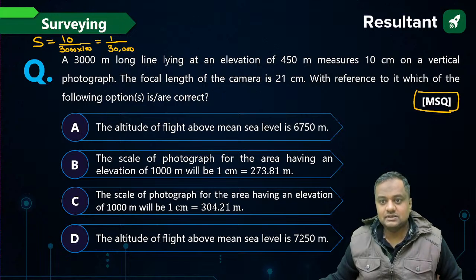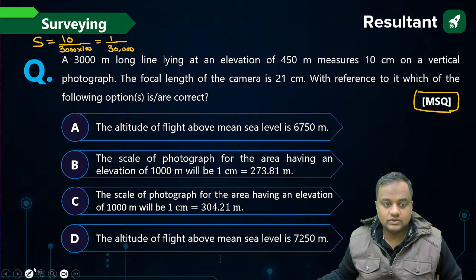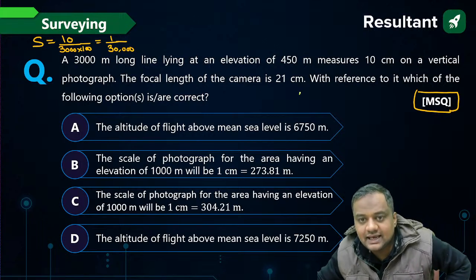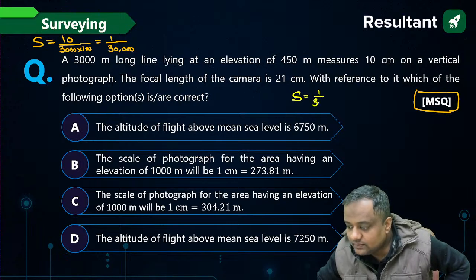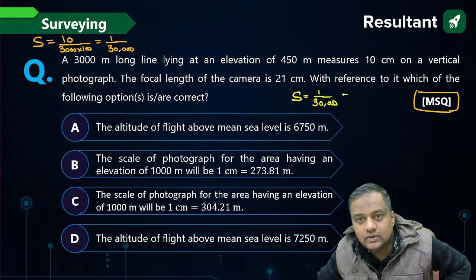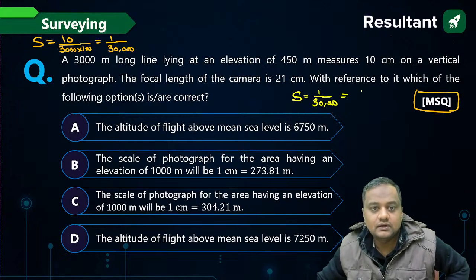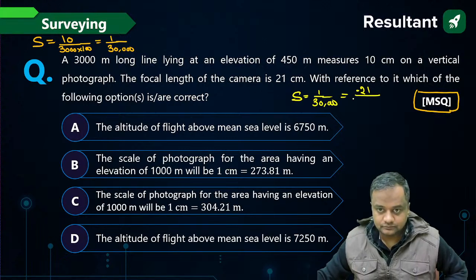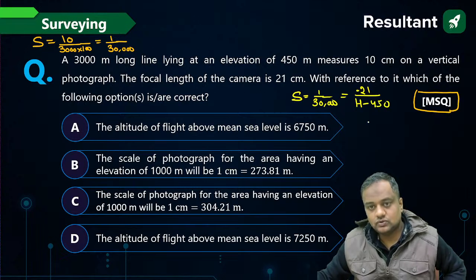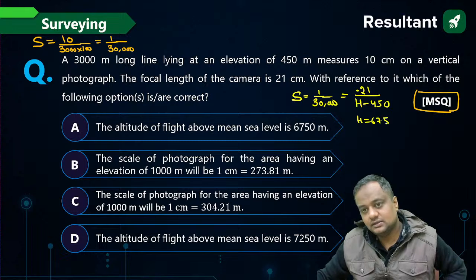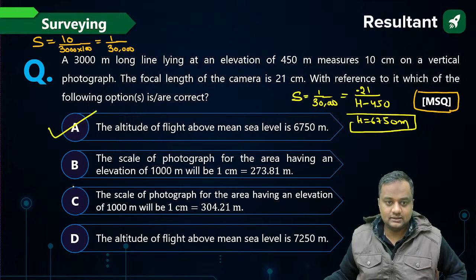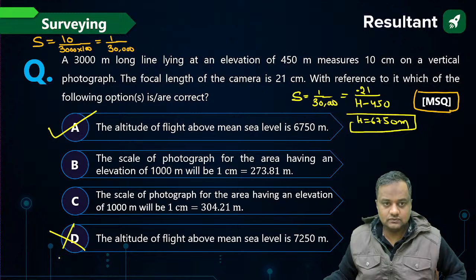The focal length of the camera is this, with reference to what? Which of the following is correct? So, guys, scale is equal to 1 by 30,000 is equal to f upon capital H minus average elevation. Focal length is given 21 centimeter, so 0.21 meter upon capital H minus average elevation. What is the elevation? 450. So H is 6750 meters. So A is correct. This will be wrong.